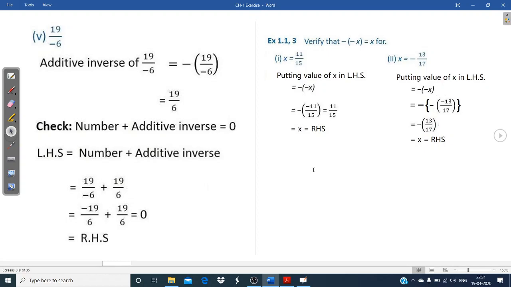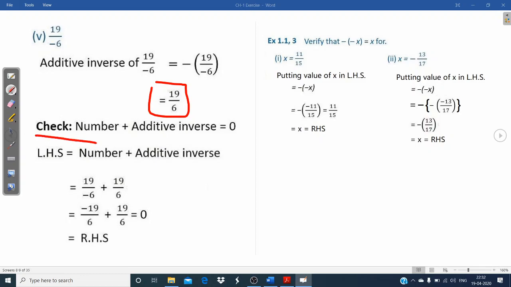Now, the fifth part is there. In the fifth part, again, you have to find the additive inverse of 19 upon minus 6. So what will the additive inverse be? The sign of this number will be changed. So put a minus here, then later minus minus will become plus. So the additive inverse of 19 upon minus 6 will be 19 upon 6.